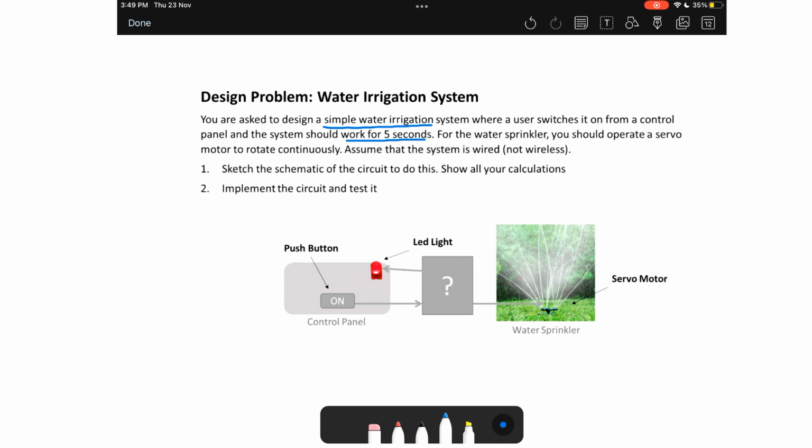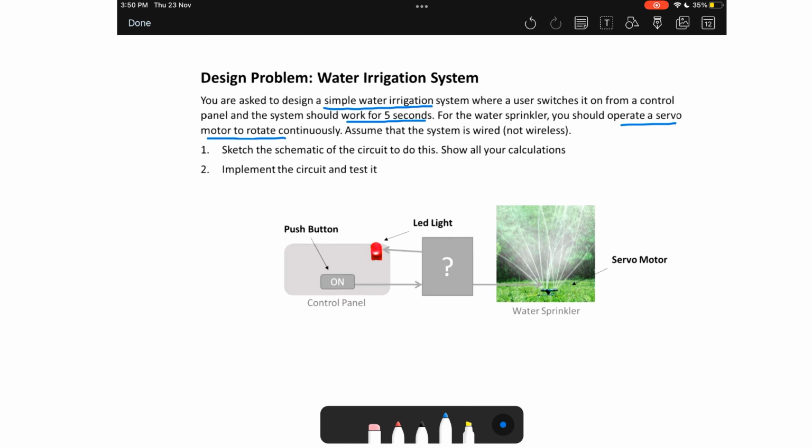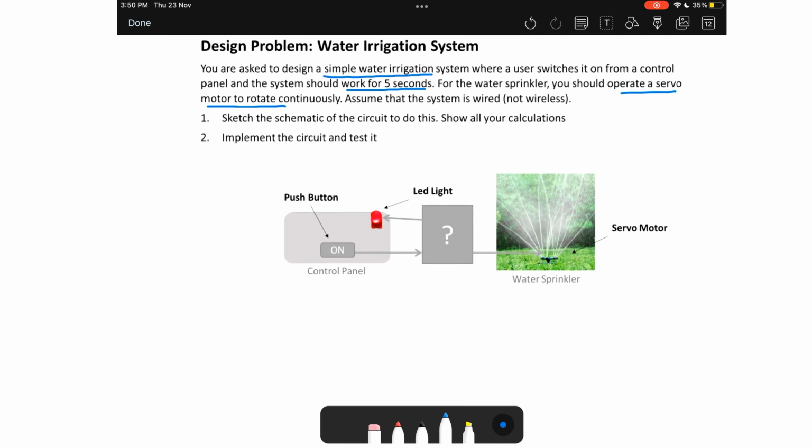For the water sprinkler, you should operate a servo motor to rotate continuously. So this is the second output for the system, and assume that the system is wired, so everything is connected to each other. The first task is that we have to sketch the schematic of the circuit to do this, and we have to show the calculations for all the different circuits. And then you have to implement the circuit on a breadboard and test it.